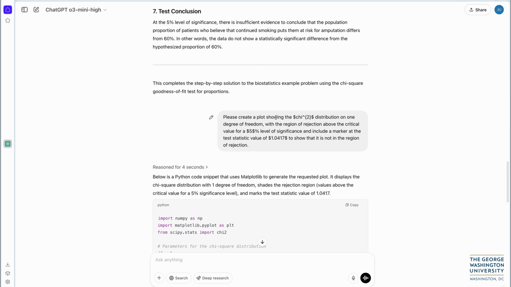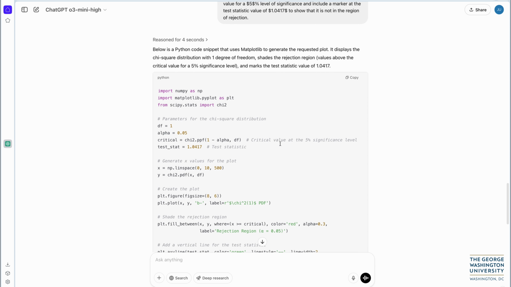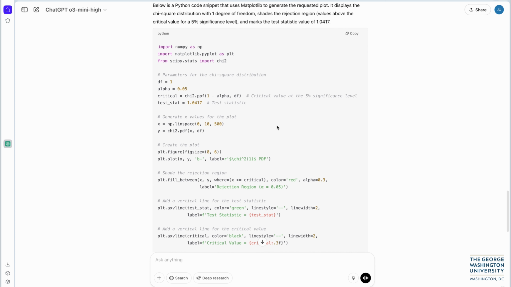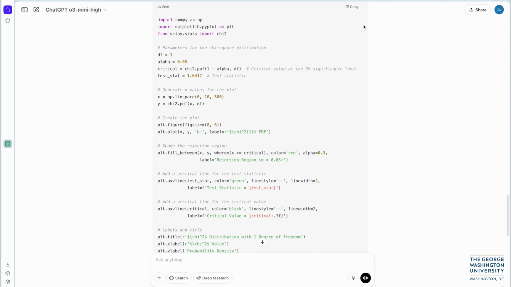I said, please create a plot showing the chi-squared distribution on 1 degree of freedom with the region of rejection above the critical value for 5% level of significance, and include a marker at the test statistic value of 1.0417 to show that it is not in the region of rejection. And so what ChatGPT did is it went ahead and wrote me some Python code. Now I copied and pasted this. There's a nice copy button there. And I just pasted it into Google Colab, a Google Colab notebook.